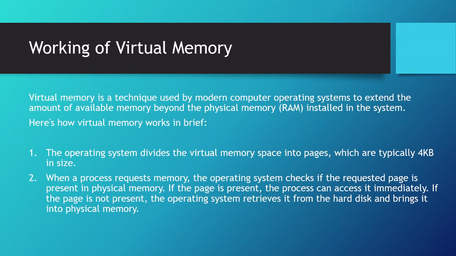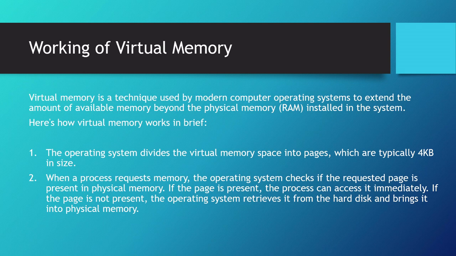Now we get to the working of virtual memory. Virtual memory is a technique used by modern computer operating systems to extend the amount of available memory beyond the physical memory, RAM, installed in the system. Here's how virtual memory works in brief. First, the operating system divides the virtual memory space into pages, which are typically 4 KB in size. When a process requests memory, the operating system checks if the requested page is present in physical memory. If the page is present, the process can access it immediately.